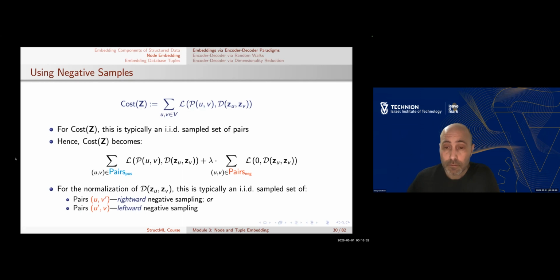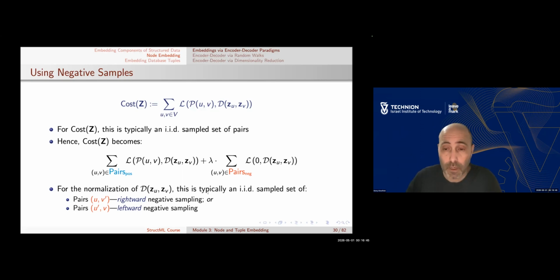For D, we do the same thing. Instead of normalizing over all of the U's, we just sample over some of the U's, U primes, which we sample. Okay, and then this is called the leftward negative sampling.